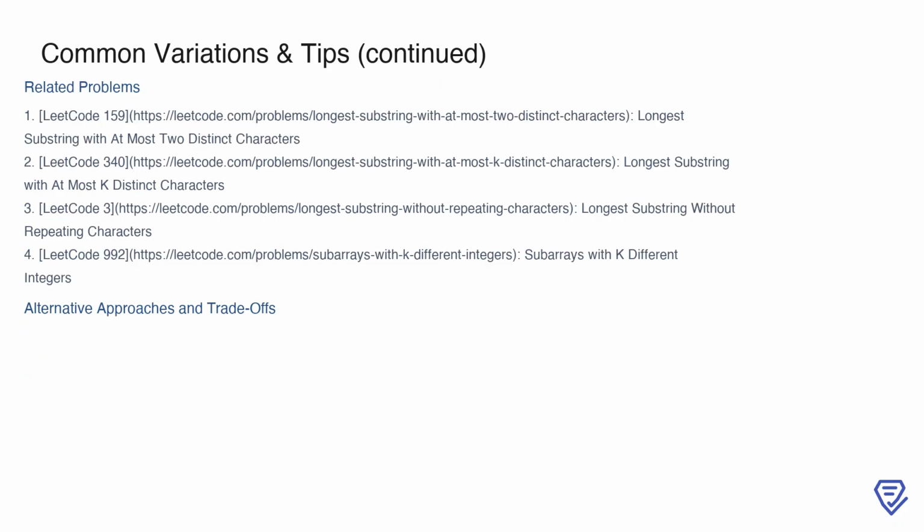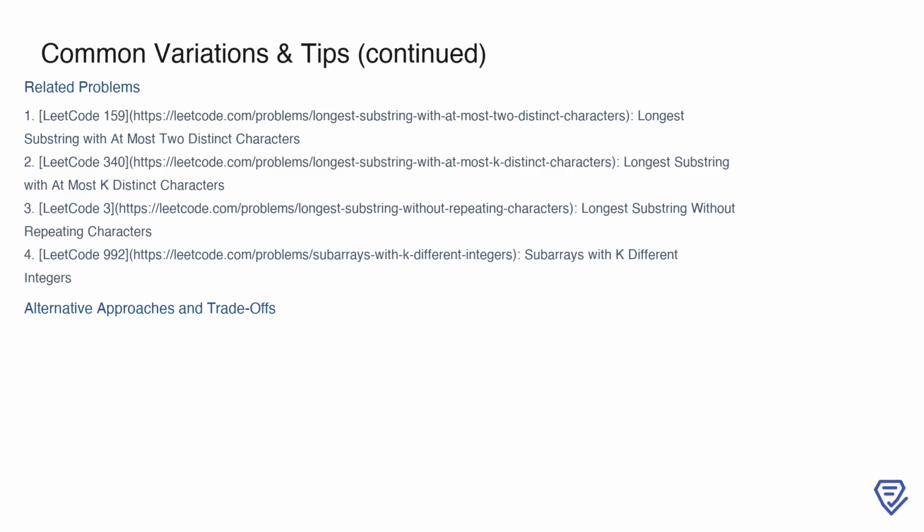There are several related problems that build on similar concepts, and exploring these can deepen your understanding of the sliding window technique. For example, LeetCode problem 159 asks for the longest substring with at most 2 distinct characters, which is a specific case of this problem. Problem 340, which we're discussing here, focuses on at most k distinct characters.